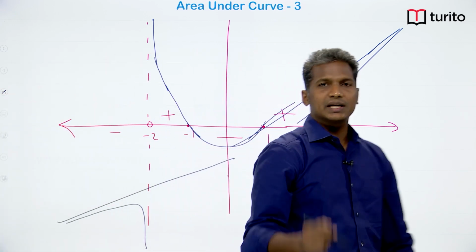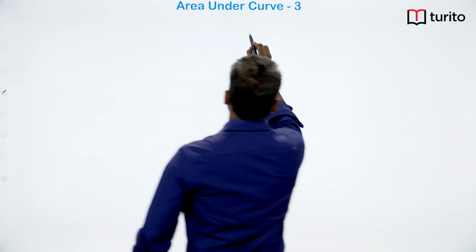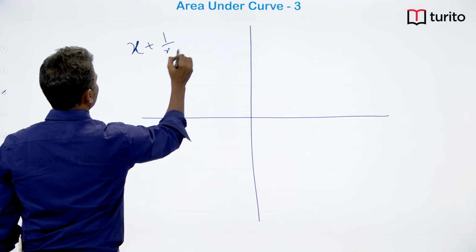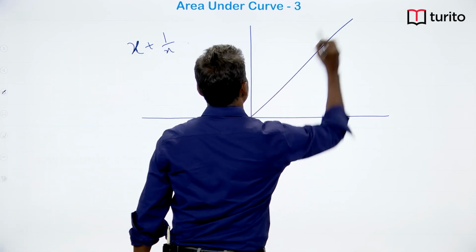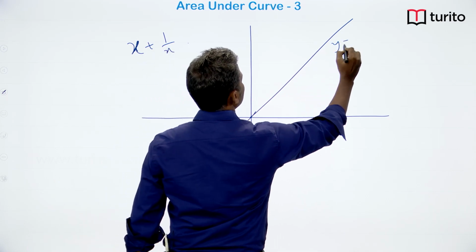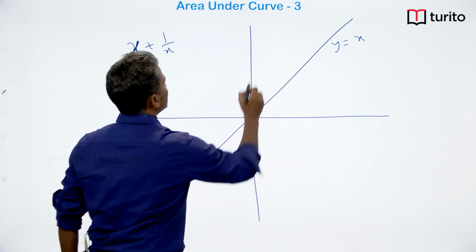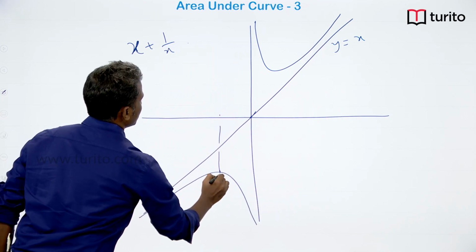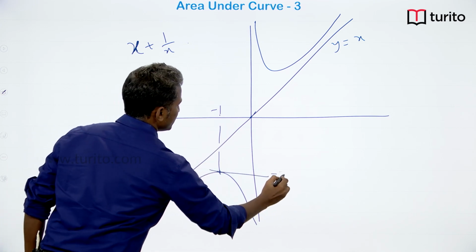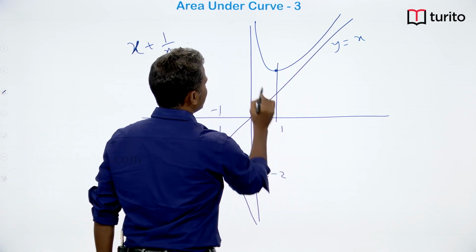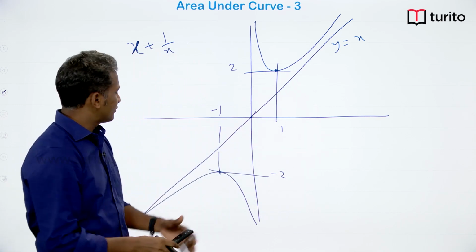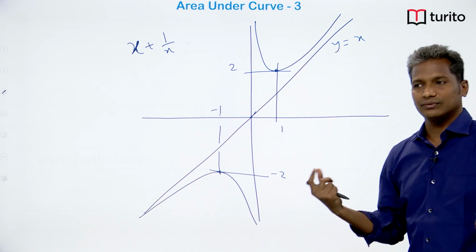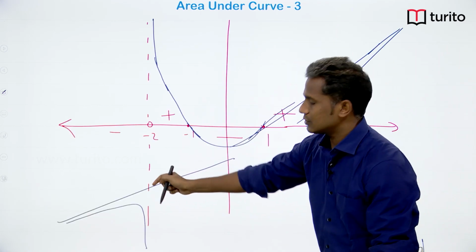Now, this graph looks very similar to the graph of the function x plus 1 by x. The graph looks like this. This is the y equal to x line which acts as its asymptote. The graph goes like this, and this maximum value comes at minus 1 and this value is minus 2. This minimum value comes at 1 and that value is 2. We have seen these values using the AM-GM inequality, but here I am explaining using the graph. Just like this the graph also behaves here.